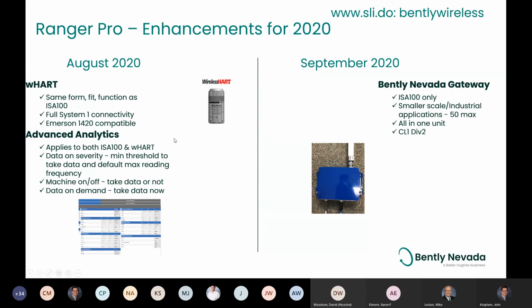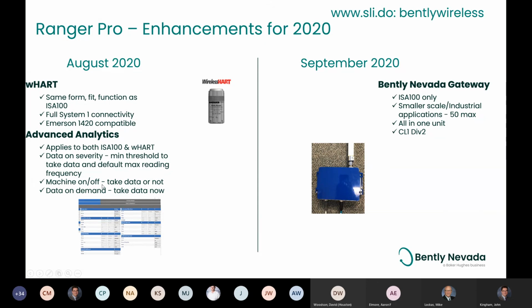Okay. And we're adding some other advanced analytics that's going to apply to both the ISA 100 and the wireless HART systems. So data on severity. I talked to you about taking a static sample every 2 hours and a waveform every day. But we've set this up so now if you exceed a minimum threshold to take data, say maybe you have it set at 0.15 inches per second or something like that, and now you're at 0.16, what it will do is default to the maximum frequency of data collection. So it'll default to taking a sample every 10 minutes and a waveform every 6 hours. So you'll get that rich, dense data to do a good, thorough analysis. When it drops below the 0.15 inches per second, it'll go back to its regularly scheduled sample rate.